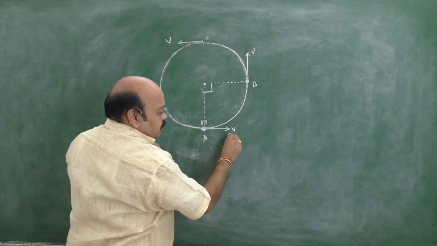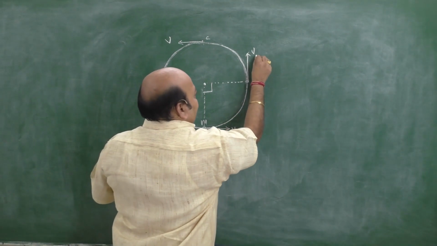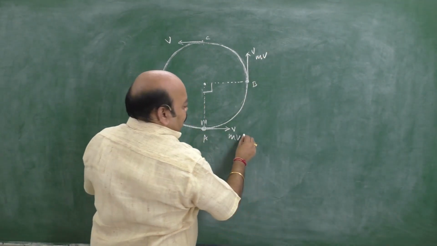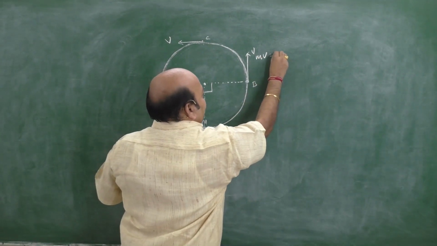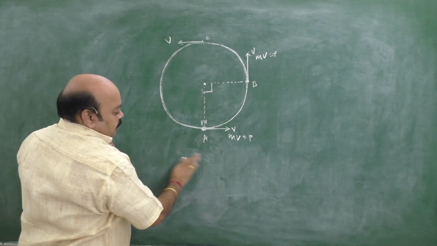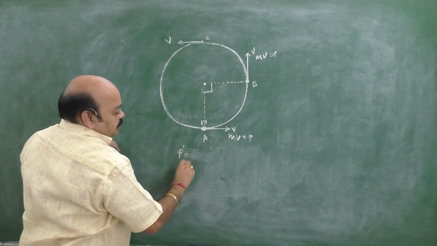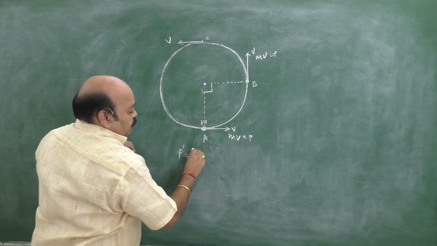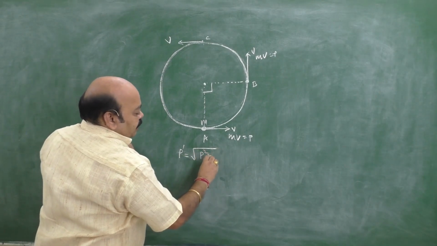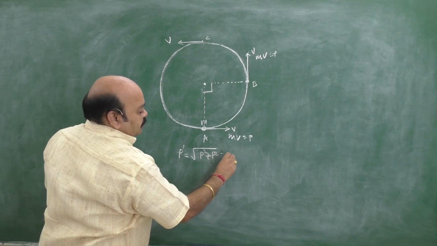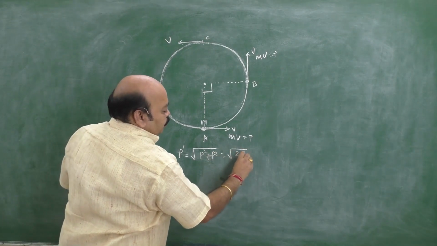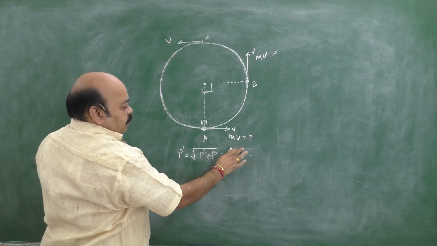Since v is the velocity, mv is the momentum, which is represented by p and p again. The resultant is given by p dash equal to, for two mutually perpendicular vectors, square root of p square plus p square, which is nothing but square root of 2 times p.